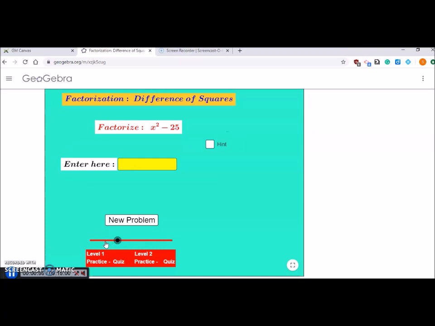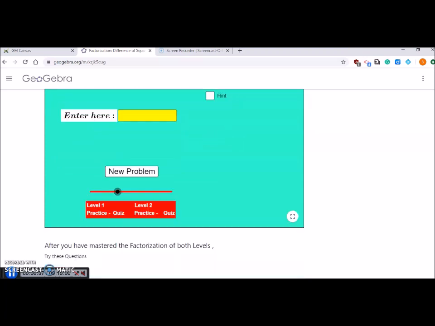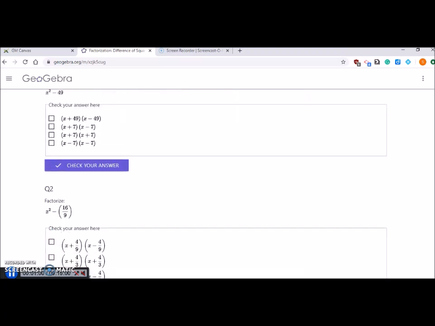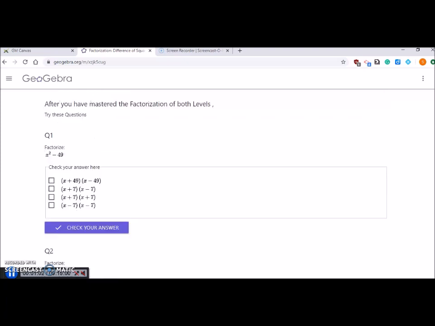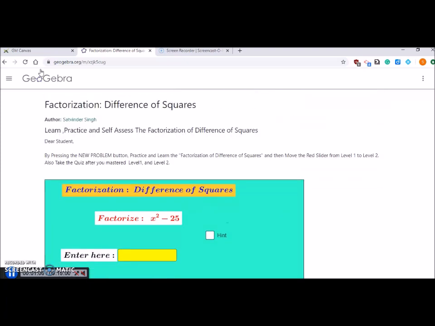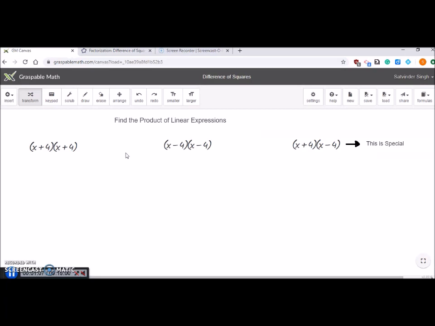So let's get started. What is actually the factorization of difference of squares? You will see the worksheet also in the description. Okay, so let's find out some products of linear expressions. When I say product, it means I need to multiply using the distributive property. So we have three examples: x plus 4 times x plus 4, minus minus, and one is plus with minus. That is something special.